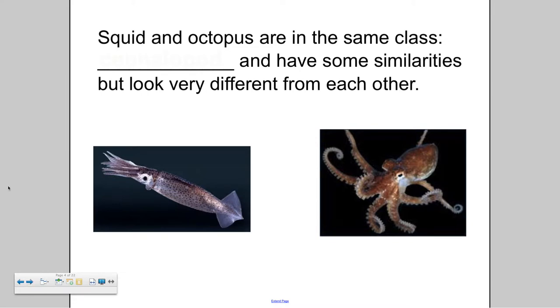Squid and octopus are the same class, which is the class of what? What class are they in? Hold on. Nope, mollusca is the phylum. What class are they in, Kanisha? Cephalopod, which means what again? Head, foot. Head, foot, awesome. And they have a lot of similarities, but they look different from one another. Here you have your octopus. Here you have your squid. Okay?